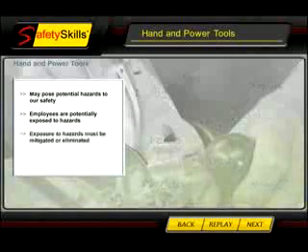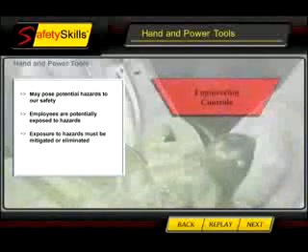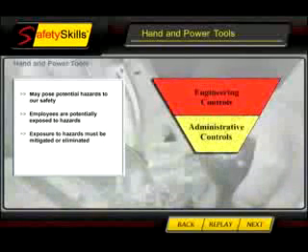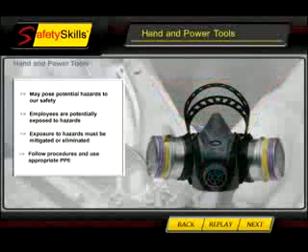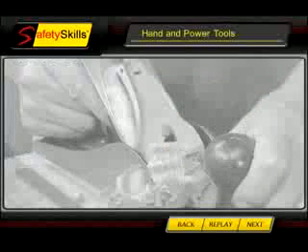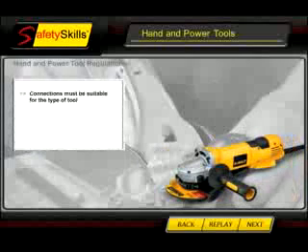Exposure to these hazards must be mitigated or eliminated, first through engineering controls, then administrative controls, and finally personal protective equipment, or PPE. Following proper procedures and then using the appropriate personal protective equipment is essential to your safety. For electric tools, all electrical connections must be suitable for the type of tool and the working conditions, such as wet, dusty, and potentially flammable vapors.